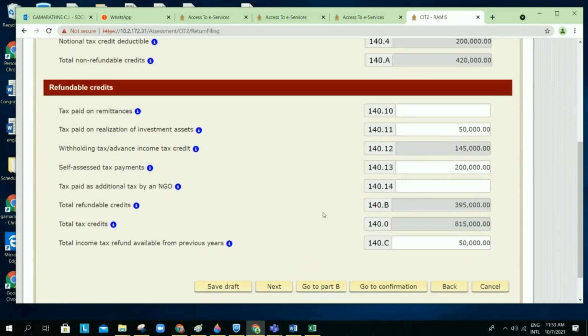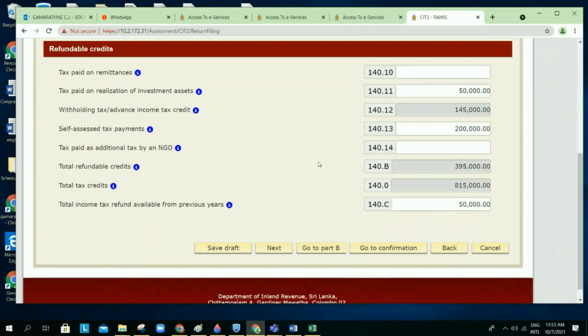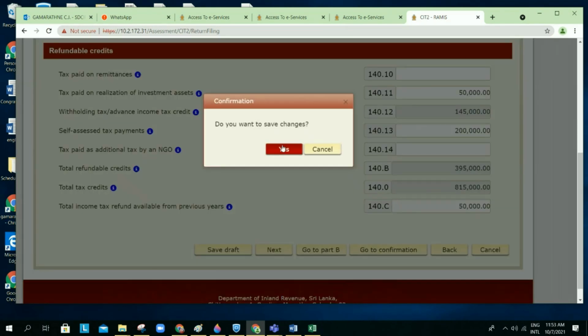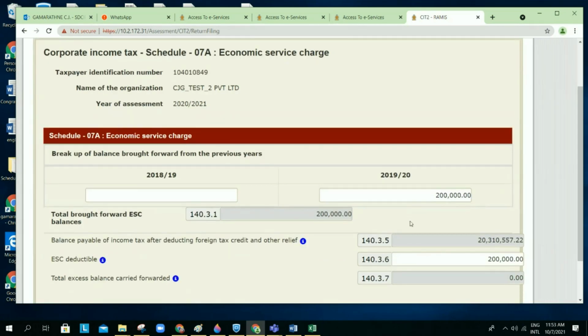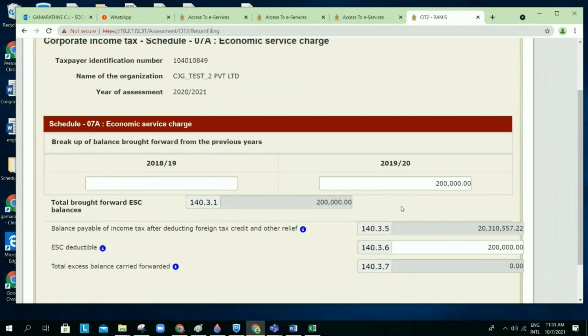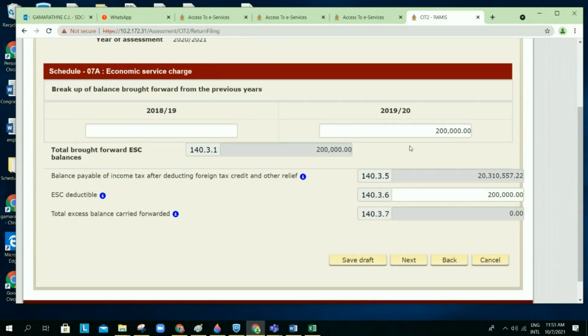Then I go to the next schedule, schedule 7A. Schedule 7A is the ESC credit schedule. If you have any brought forward ESC amount, you can declare it here. Then as per the given example, there is a 200,000 brought forward ESC credit, and you can claim it fully. If you wish, you can edit this value. Then you can carry forward the balance amount to the next year.